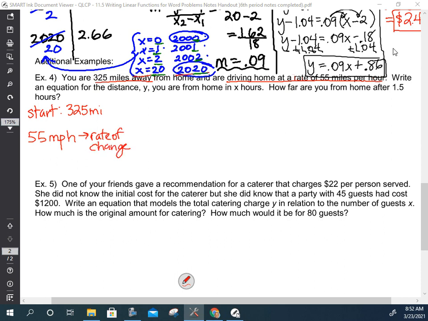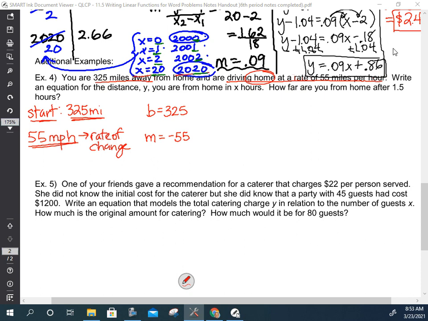Now, keep in mind, the key part here is that you're going home. You're 325 miles away and you're going home. So when we get ready to set up this equation, you're trying to get to your house. That means you're reducing your distance. So 325 miles is where you are starting from, so your y-intercept is 325. At 55 miles per hour, you're going towards your house, so your slope would be negative 55, because you are decreasing your distance because you are going home.